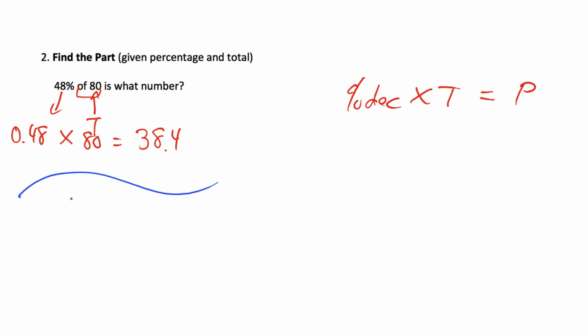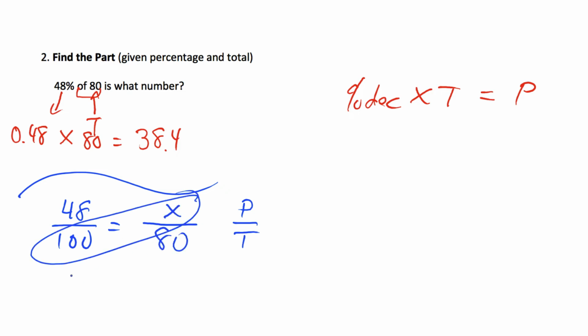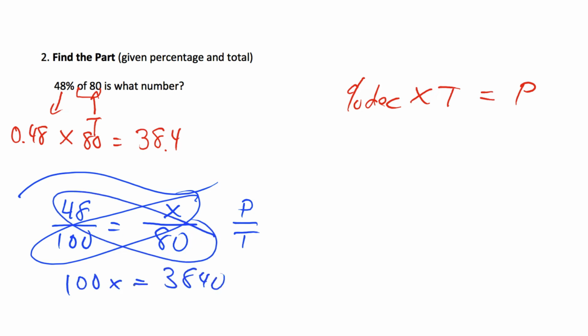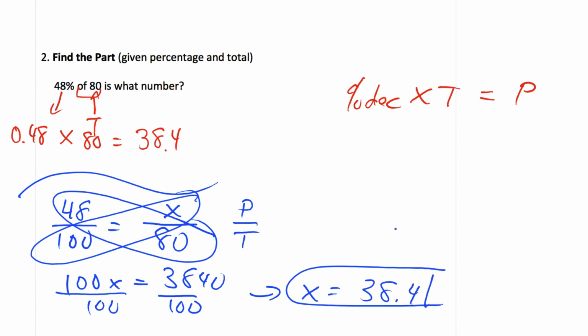If you prefer to use the proportion approach, then you would take 48 out of 100 and part divided by total, your total being 80. You would put your x on top. You would cross multiply, as we have done previously with proportions, divide by 100, and come up with your answer. So an example of this kind of question would be if your test was out of 80 and you scored 48%, sadly, that means that you would have earned 38.4 points of the 80 to get that 48%.